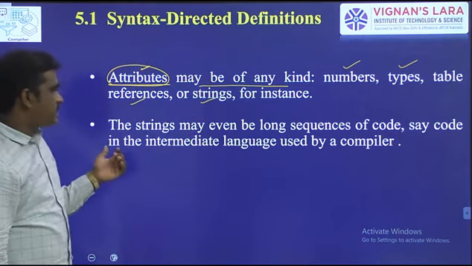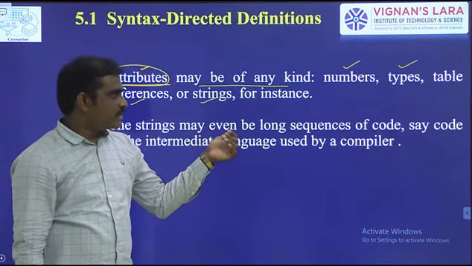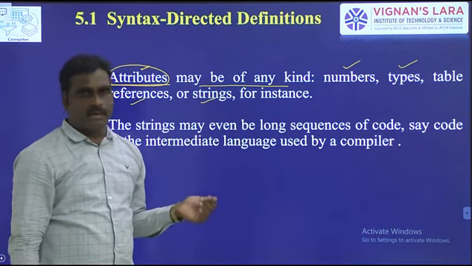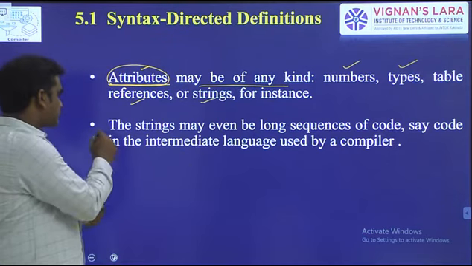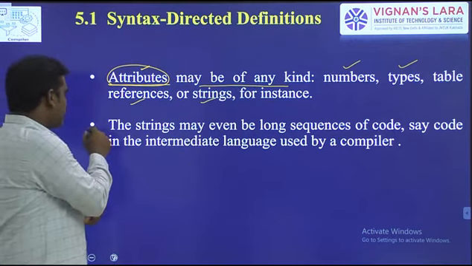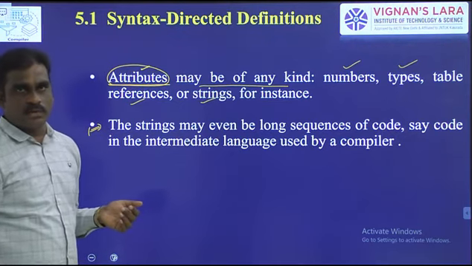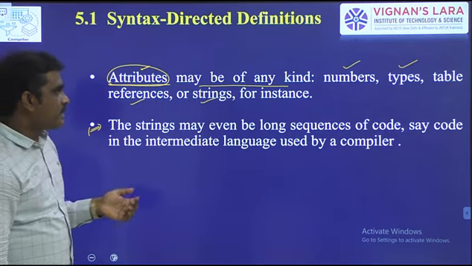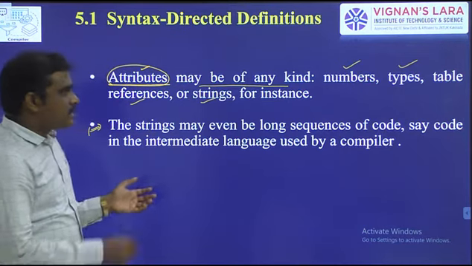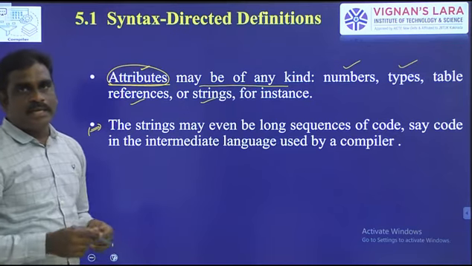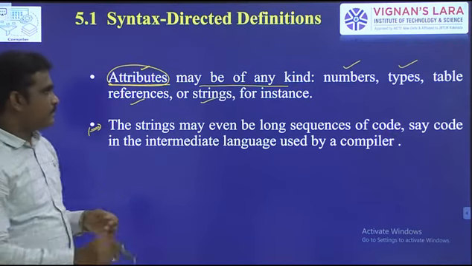The strings may even be a long sequence of code, say code in the intermediate language used by a compiler. That means this part will come under the fourth unit, the intermediate code generator. The code becomes input to the intermediate code generator.